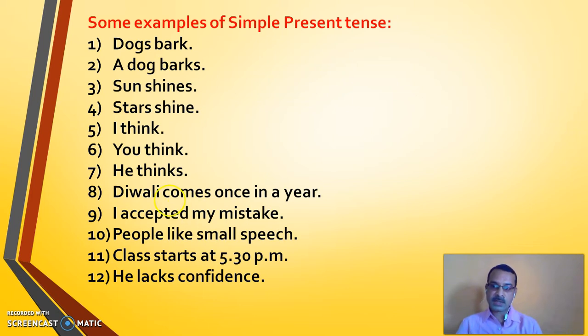Here you look at the verb, the form of the verb, it is accepted. Accepted, we write only V2 or past tense form of the verb in that sentence, and that makes that particular sentence simple past tense. Here I accepted my mistake means मी माझ्या चुका कबूल केल्या.